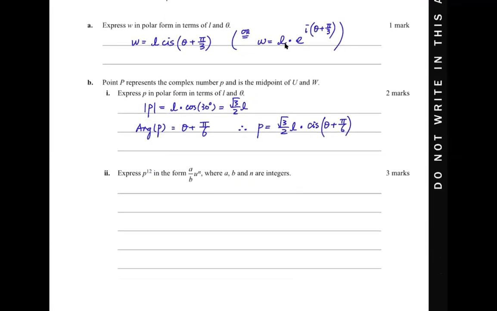And then you want to express p to the power of 12 in the form of a over b times u to the power of n, where a, b, n are integers. Look at the mark allocation here. It will be a sensible idea to demonstrate some by-hand working, okay? So p to the power of 12 is the answer you obtained in part 1 to the power of 12, okay?